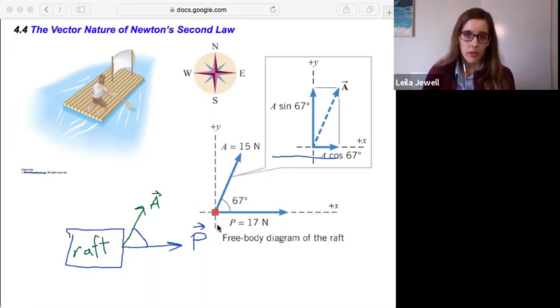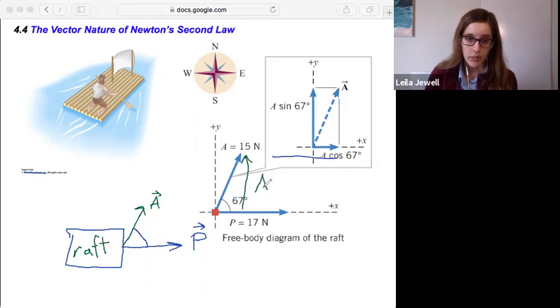And one other note here is that this vector A, because it's pointing in both the x and the y direction, in order to use the vector nature of Newton's second law, we're going to want to break this vector A down into its x and y components, right? Into an amount that is pointing purely in the vertical direction, that we would call A sub y, and another piece that's pointing purely in the horizontal direction that we could call A sub x.